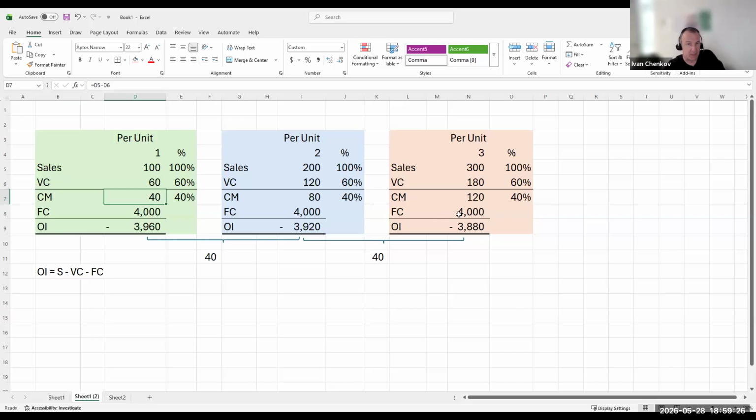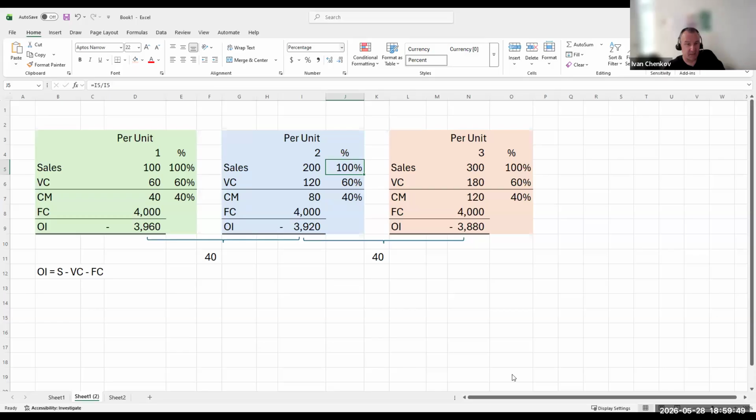Now we can easily make that conclusion. Now let's check the percentages. What's happened with the percentage? If I'm selling 1 unit, my sales are 100%, variable cost 60, contribution margin 40. If I'm selling 2 units, my ratio is exactly the same.